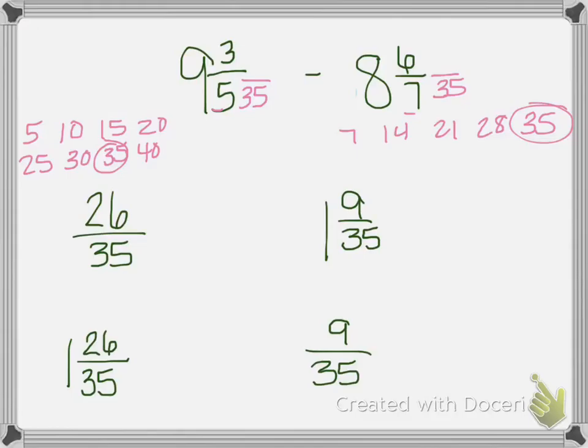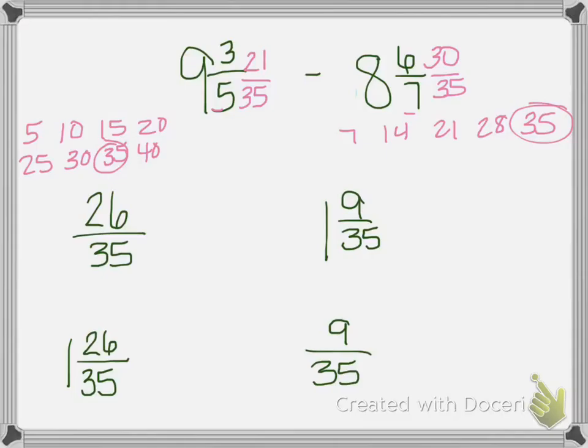5 times 7 is 35. 3 times 7 is 21. 7 times 5 is 35. 6 times 5 is 30. We have 21 35ths minus 30 35ths.